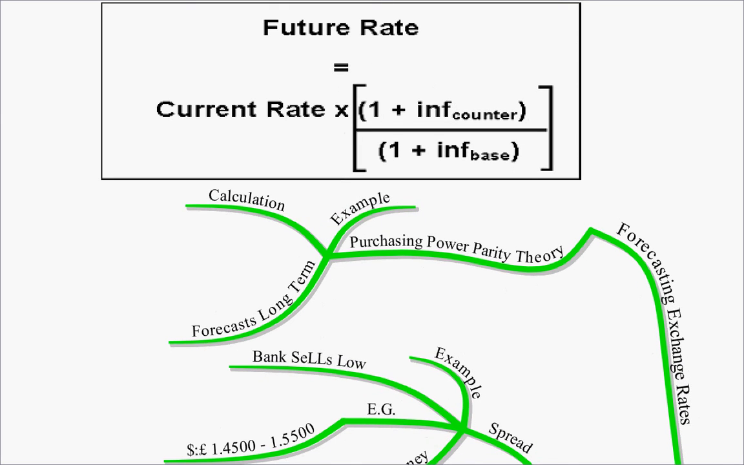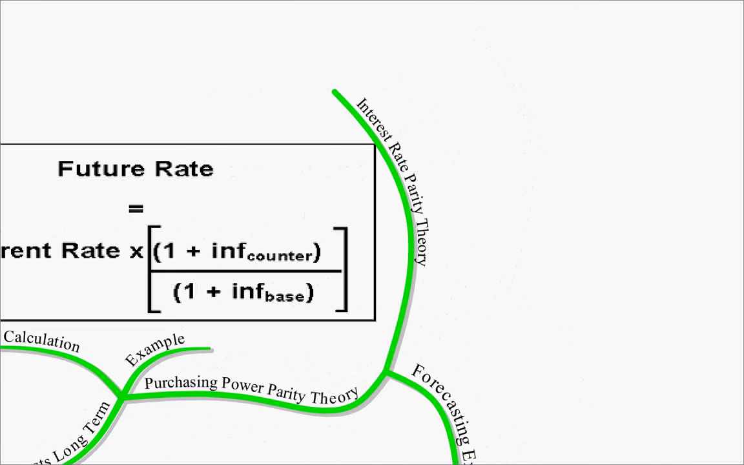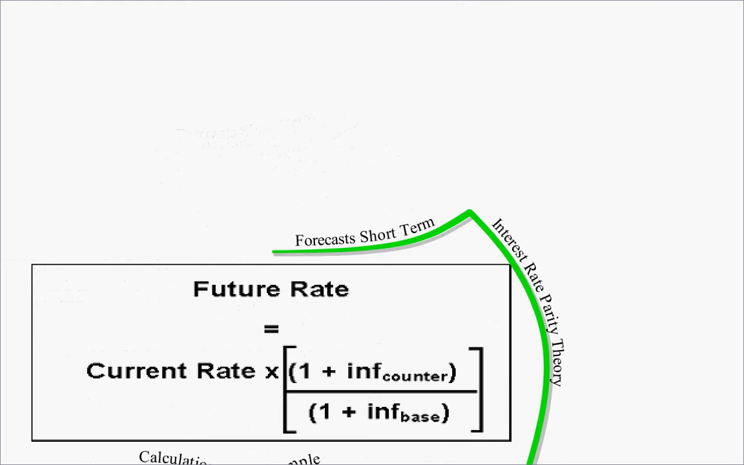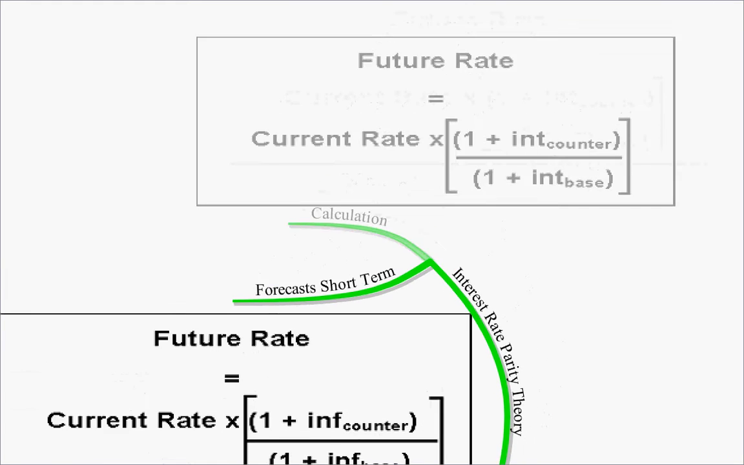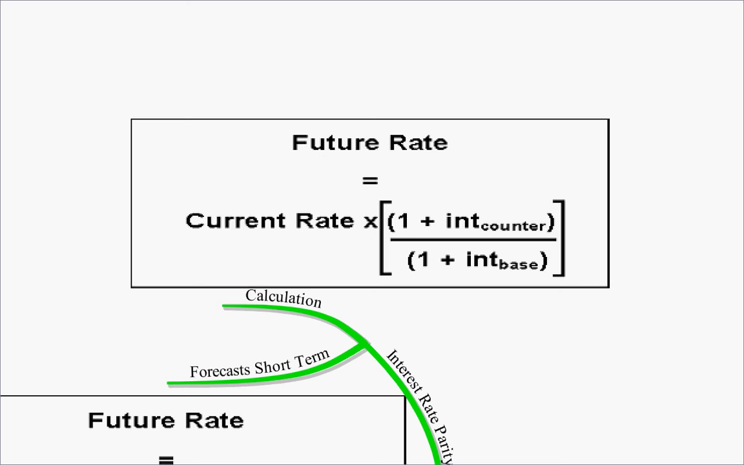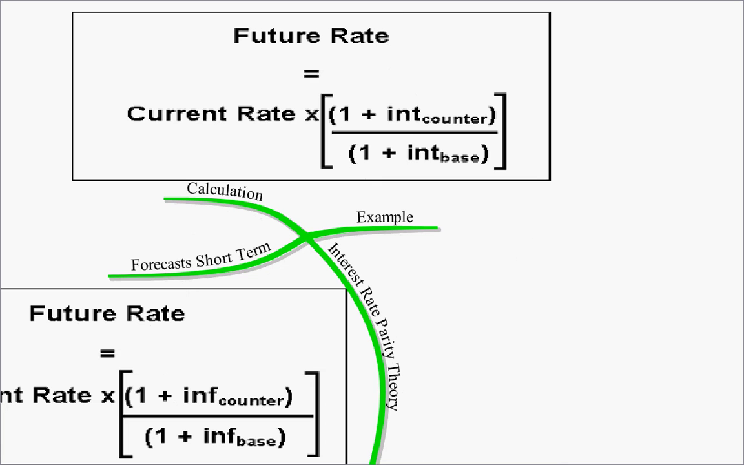Okay, so this forecasts our foreign exchange rates in the future, and we did an example of that in the notes. The theory behind it is that items or goods in one country should ultimately be the same price. Okay, so therefore, if the inflation rates are different, the foreign exchange rate will fluctuate to alleviate that difference. Likewise, interest rate parity theory, it forecasts future rates in the long term, and our calculation is that the future rate equals the current rate times 1 plus the interest rate in the counter currency over 1 plus the interest rate in the base currency. Okay, and we did an example of that as well.